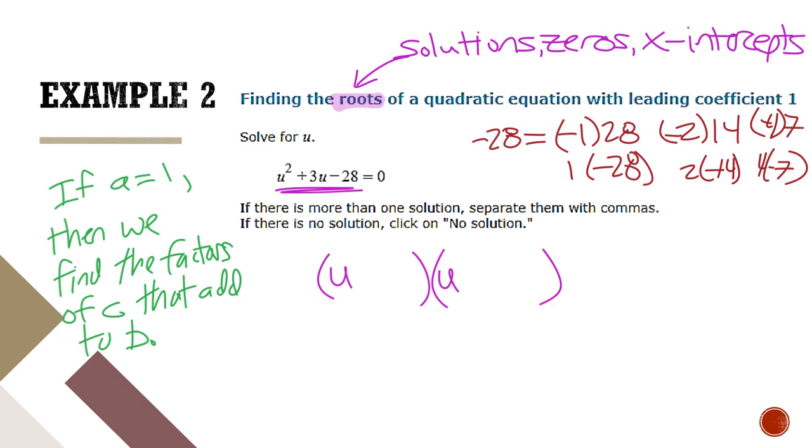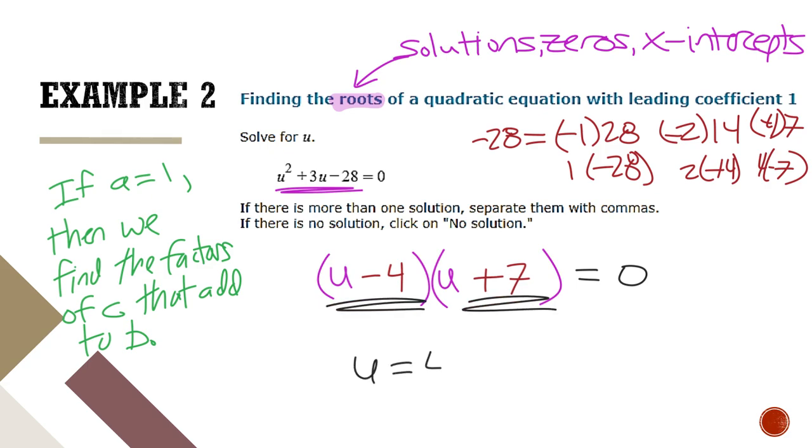Now, which ones of these? So I look at the factors of c. Which ones of these factors are going to add up to positive 3? Well, 7 and negative 4 add up to that. So we're going to put negative 4 and positive 7 here, and this is all still equal to 0. That is how I can factor it. Then we just say this is equal to 0, this is equal to 0, so u is equal to 4, because 4 minus 4 is 0, and u is equal to negative 7, because negative 7 plus 7 is 0. So our answers would be this.